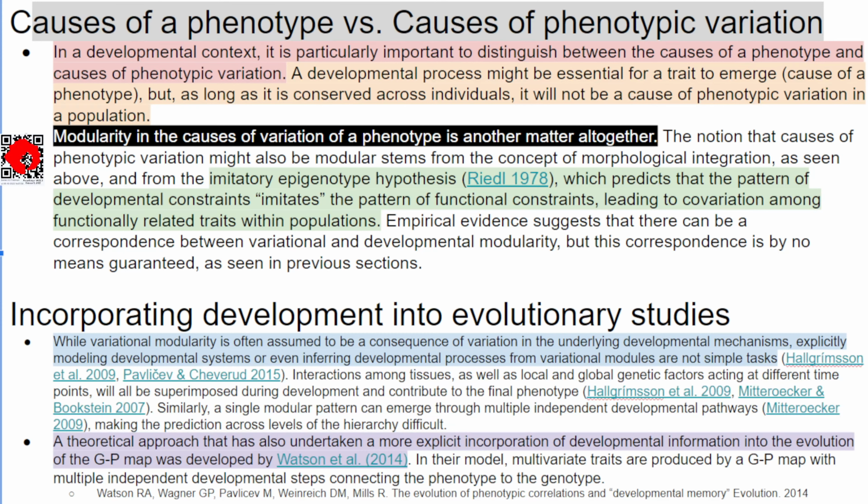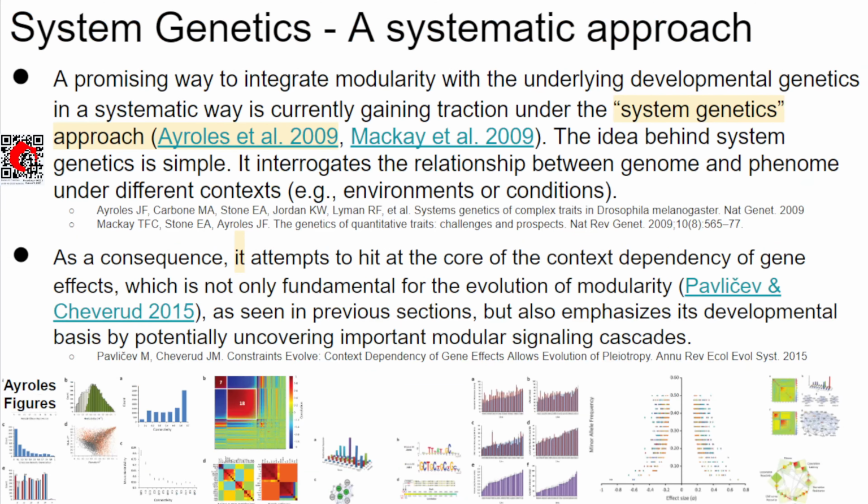And then the second section, incorporating development into evolutionary studies. So, while variational modularity is often assumed to be a consequence of variation in the underlying developmental mechanisms, explicitly modeling developmental systems or even inferring developmental processes from variational modules are not simple tasks. So that's interesting. And then there's a few points on this Watson et al. 2014 paper that was noted earlier.